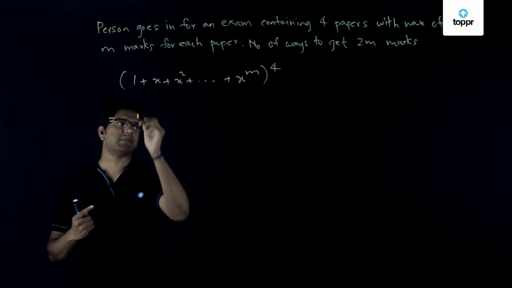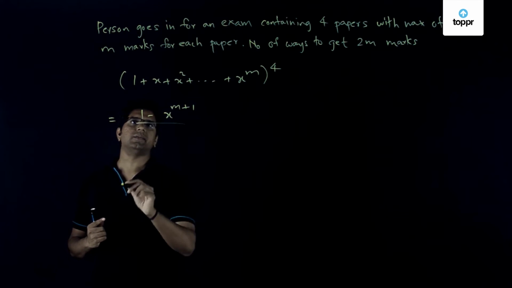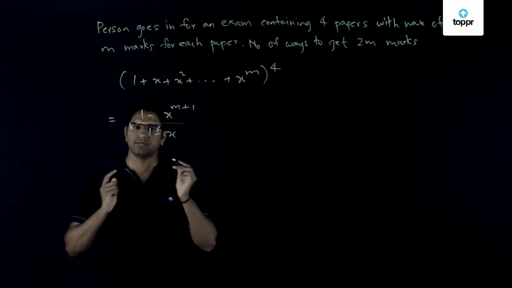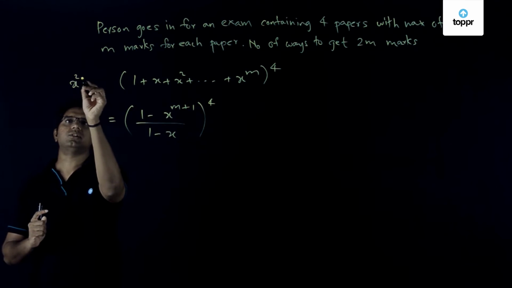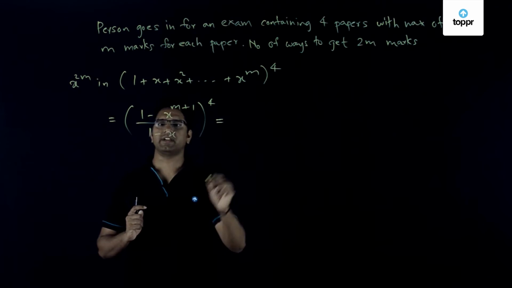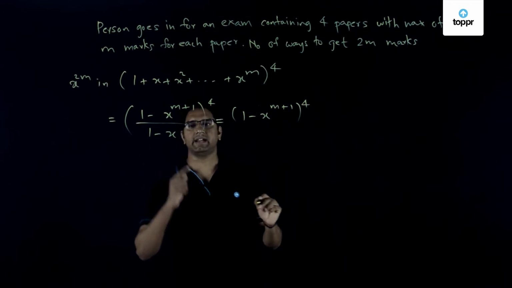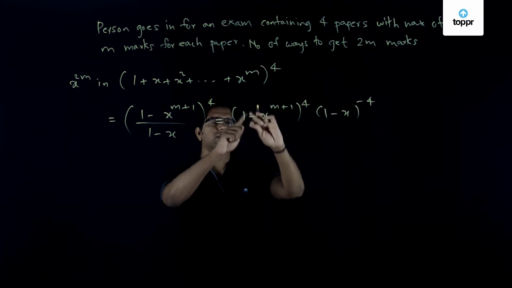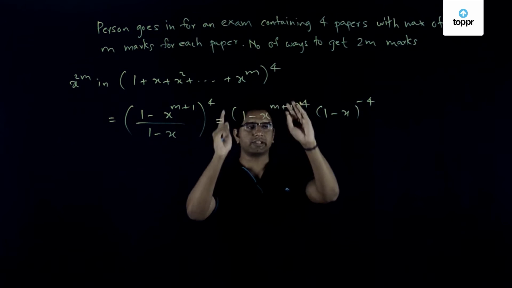We know that this expansion can be considered as (1 minus x power m plus 1) divided by (1 minus x). This is standard and should be remembered because it is of use in several places. We are looking at x power 2m in the expansion of this. Therefore, we have (1 minus x power m plus 1) raised to 4, and (1 minus x) raised to minus 4. One uses the binomial theorem to find the coefficients of all the terms here.